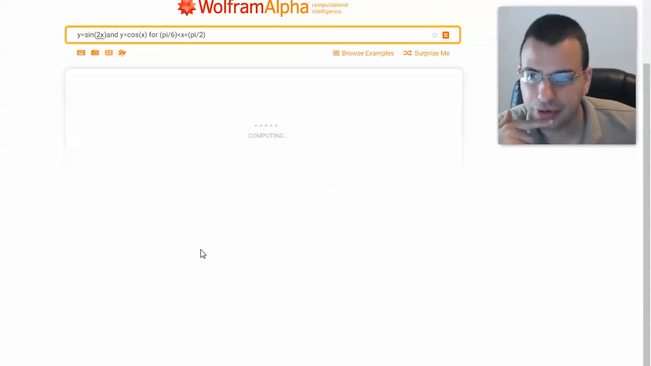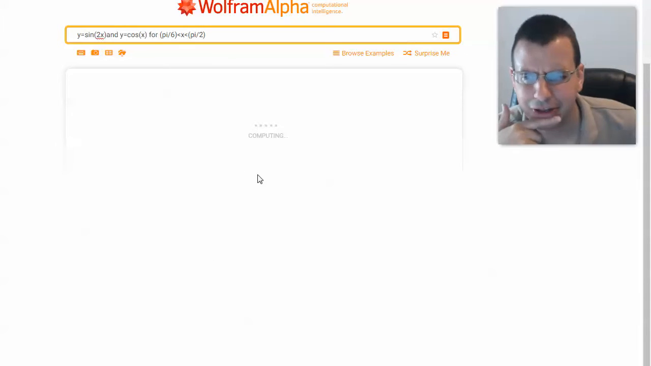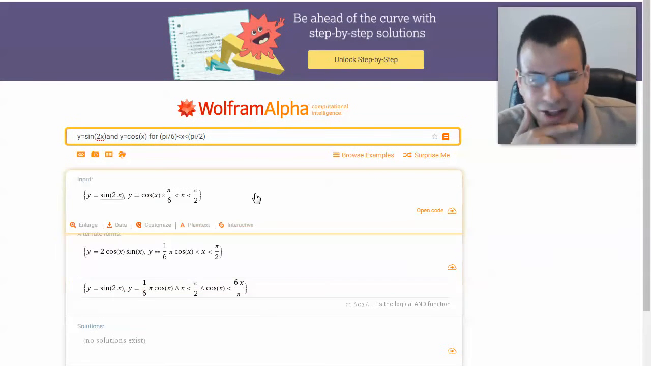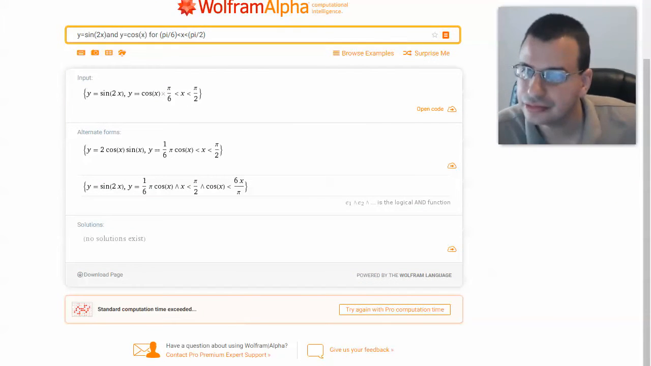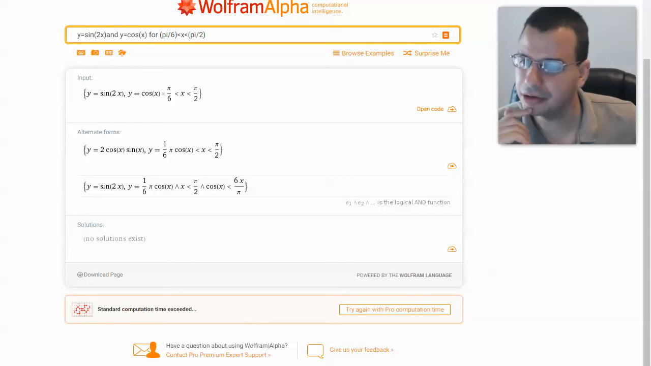Come on, Wolfram. Computing. Yeah, so at this point I feel kind of bad for making Wolfram do all this work. I obviously did something wrong. Let me figure this out.